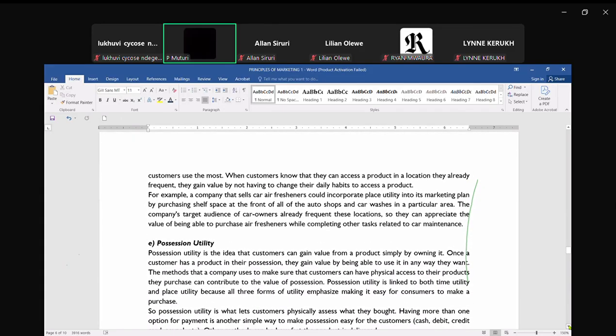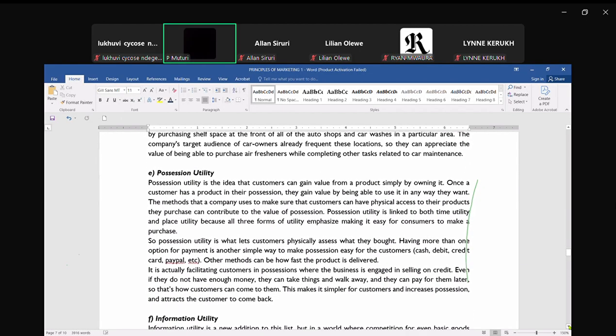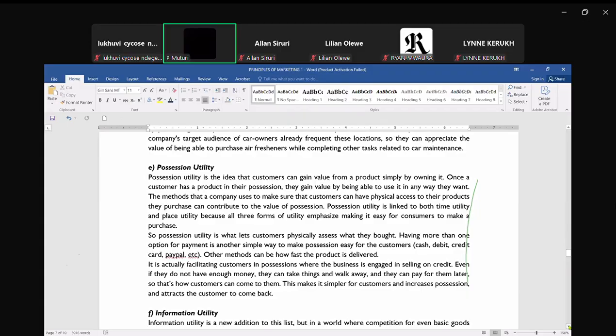Now, possession utility is the idea that consumers can gain value from a product simply by owning it. Simply by owning it. So making it easy for customers to possess or to own the product, supported by both time and place utility. So the company ensuring that the place and time utility are well established then also gives the customers the comfort of possession.